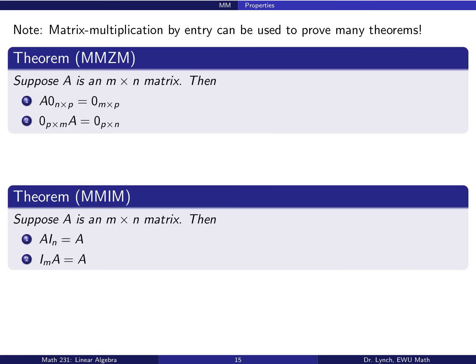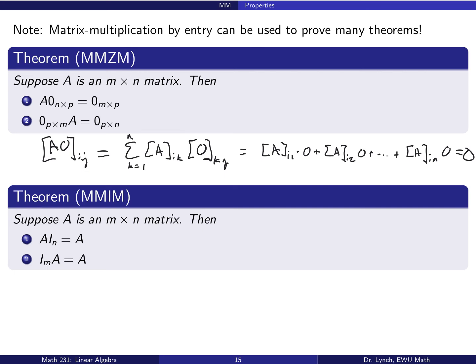Here's the first one. Whenever you multiply a matrix by an appropriately sized 0 matrix, you get back the appropriately sized 0 matrix. And that goes for matrix multiplication on the left or the right. Okay, and I'll go through this just briefly, because the way that we prove these properties is matrix multiplication by entry. So we see again that the element in the ith row and jth column of the matrix product A times O is the sum of the product of the element in the ith row and kth column of A with the element of the kth row and jth column of O.